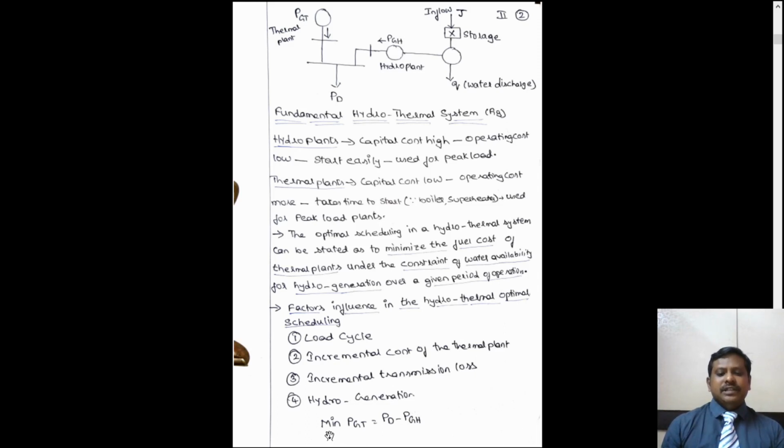So here you can see minimum PGT is equal to PD minus PGH. In this equation we have not considered the losses. So this equation is nothing but, in order to minimize the PGT, PD minus PGH. As I said earlier, the generation should always be greater than or equal to the load demand.